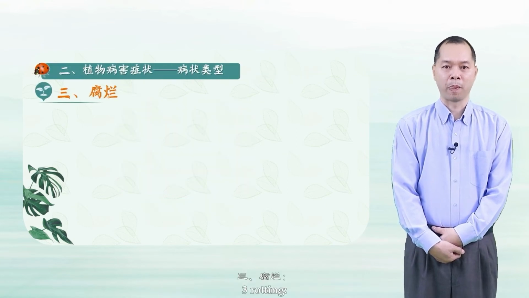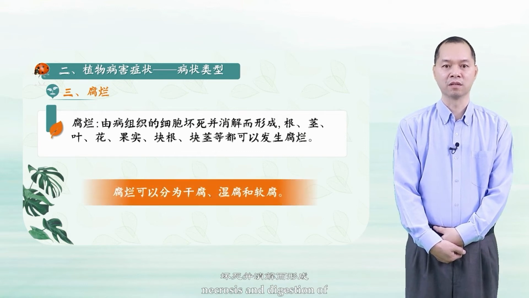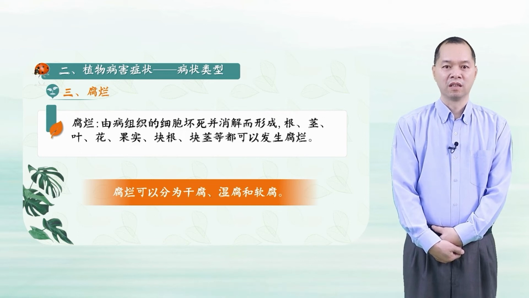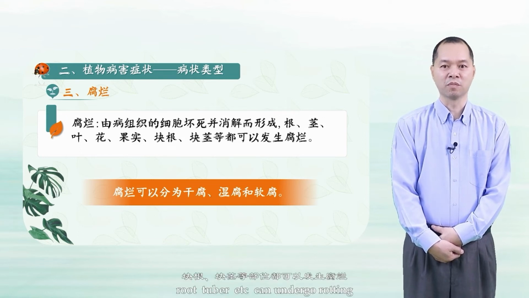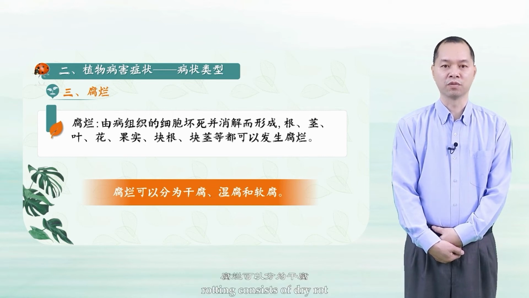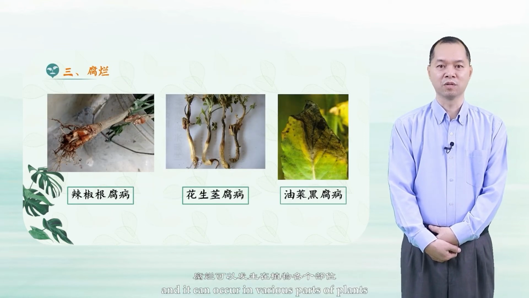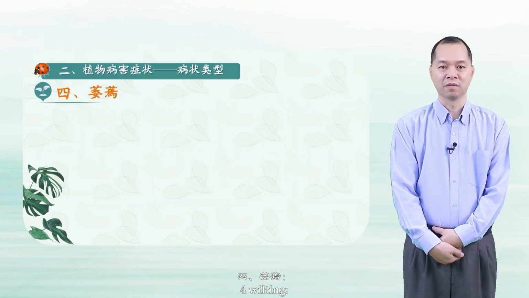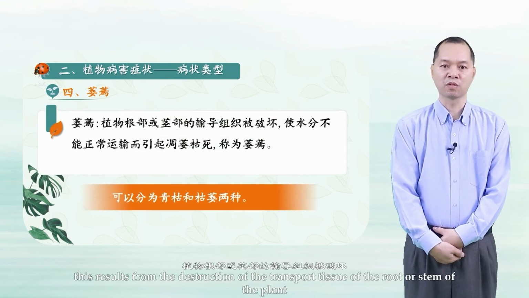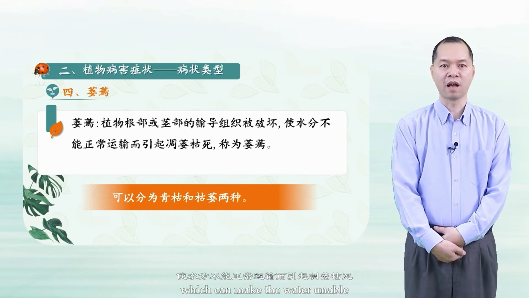3. Rotting. This is caused by the cell necrosis and digestion of the diseased tissue. The root, leaf, flower, fruit, tuber, etc. can undergo rotting. Rotting consists of dry rot, wet rot, and soft rot, and it can occur in various parts of plants. 4. Wilting. This results from the destruction of the transport tissue of the root or stem of the plant, which can make the water unable to be transported normally.